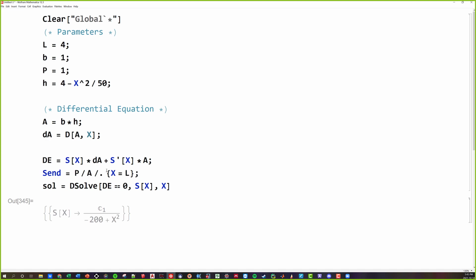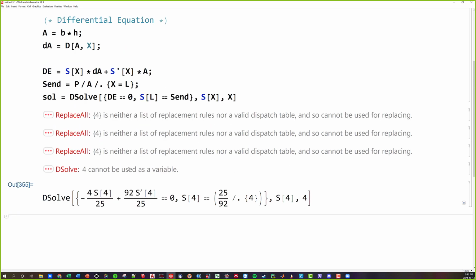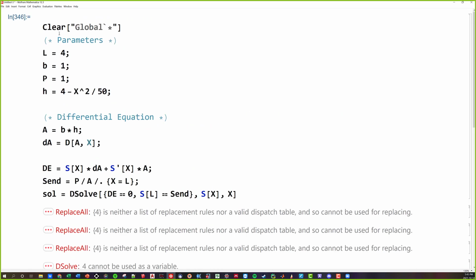So now I can modify my DSolve function by putting in curly brackets. I can say, all right, my differential equation is equal to 0, but also the stress at L is going to be equal to this variable which I found, S end. So now that I've defined that additional equation and I solve it, we get, oh, it's because I didn't clear it. S end.